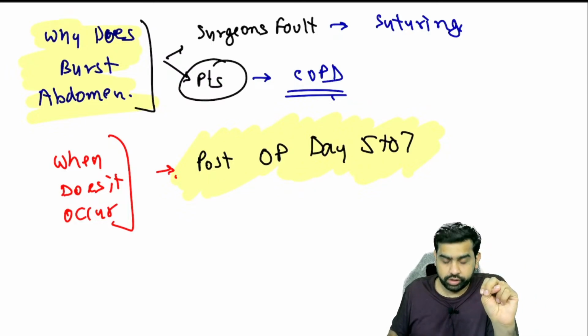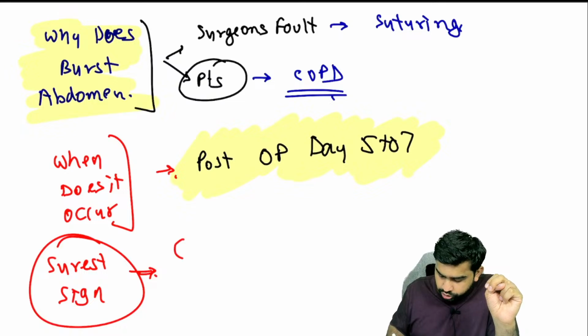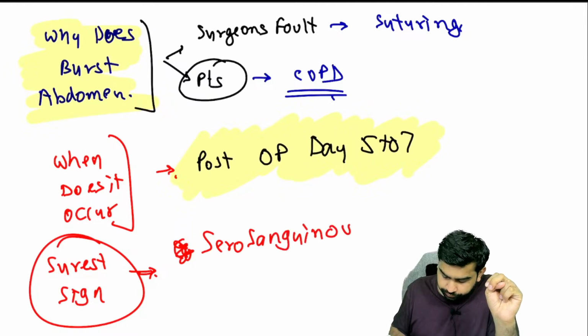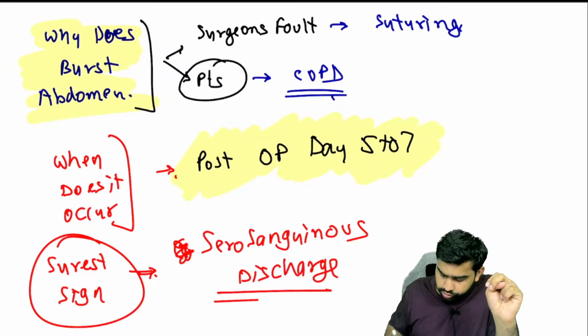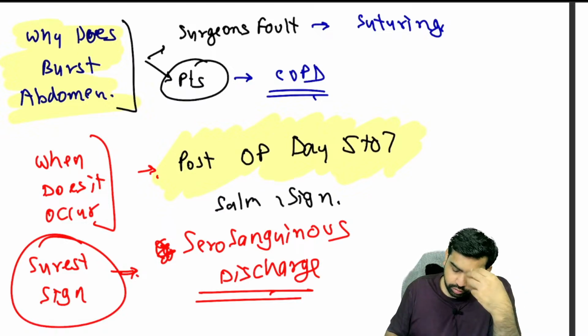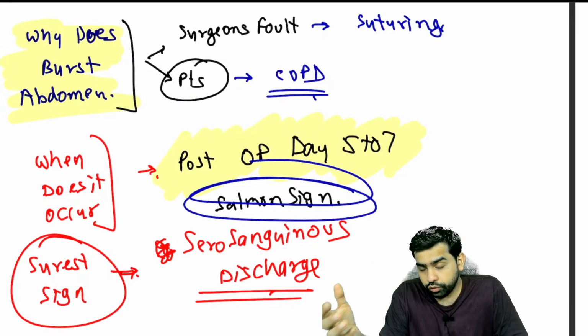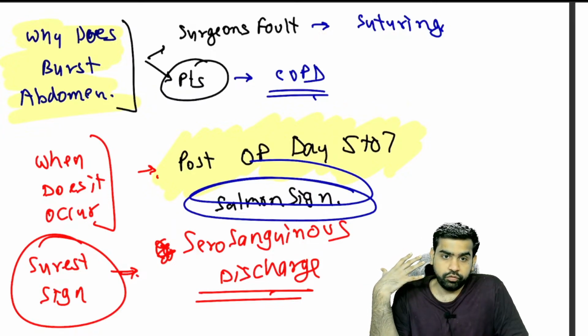The second thing you need to understand is, what is the surest sign? The surest sign of this is the copious amount of serosanguinous discharge. This is also called the Salmon sign. Very important, guys. This is what is referred to as your Salmon sign. That is, a large amount of serosanguinous discharge is coming from the wound.